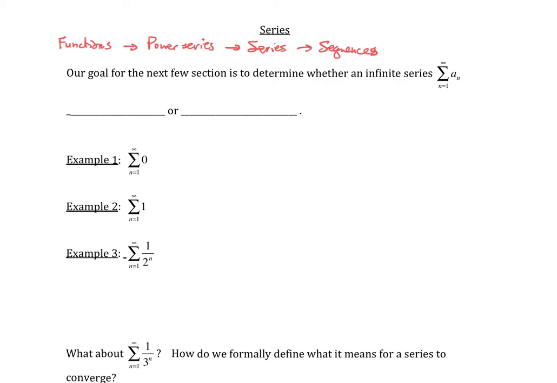Now, just as a quick reminder, an infinite series is really an infinite sum. So that's going to look something like a1 plus a2 plus a3 plus, and it goes on forever. And our goal for the next few sections is to determine whether an infinite series converges or diverges. So why don't we look at a few examples?